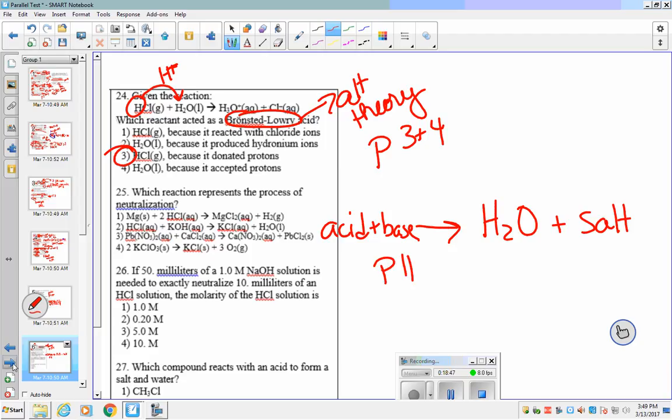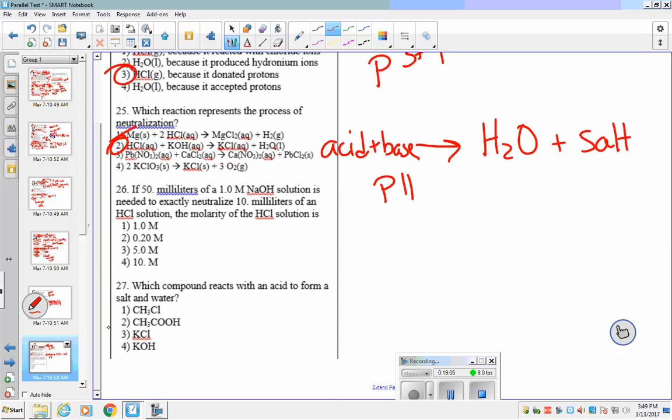So choice 1, we have magnesium and hydrochloric acid. We don't have a base there. We only have an acid. Choice 2, HCl is an acid. KOH is a base. Over here we have a water and we have a salt. The other two, we just don't have proper acids, bases, salt, and water formation. Usually it's best to look for a water in your product, then double check that you have an acid, a base, and a salt forming.